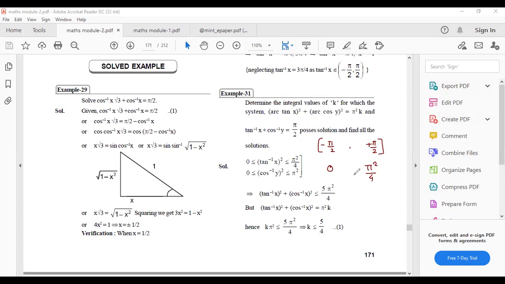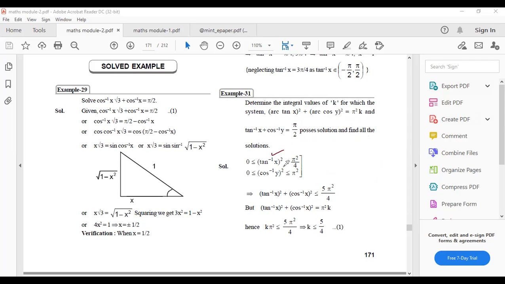Do you agree? Now you cannot say that minus pi by 2 squared and plus pi by 2 squared, so the range is from pi square by 4 to pi square by 4. It will make no sense. From minus pi by 2 to plus pi by 2, 0 also is included. The square of 0 is 0. So the range goes from 0 to pi square by 4. Yes or no?